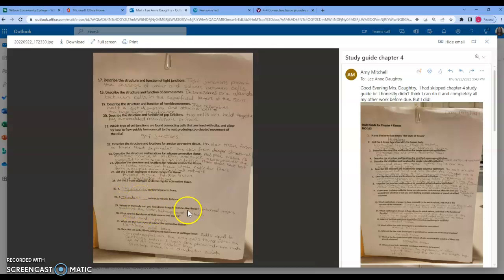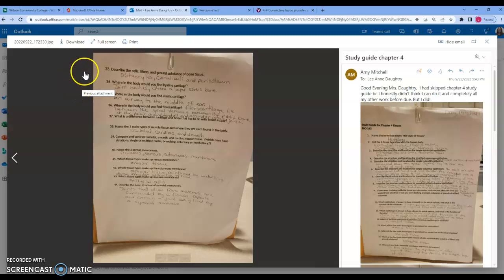Where in the body can you find dense, irregular? You can find it a lot of different places, but one is the reticular layer of the dermis. And then what are 2 types of fluid connective tissues? Blood and lymph. The 2 types of supportive are cartilage and bone. And the cells, fibers, and ground substance of cartilage tissue, it looks like you have that. Good job. That looks correct to me. Now we're going to go back.